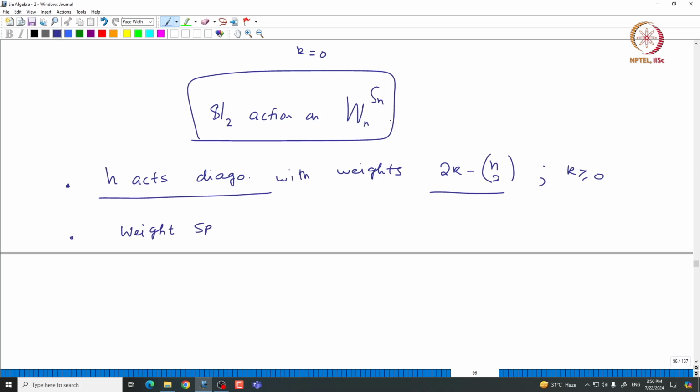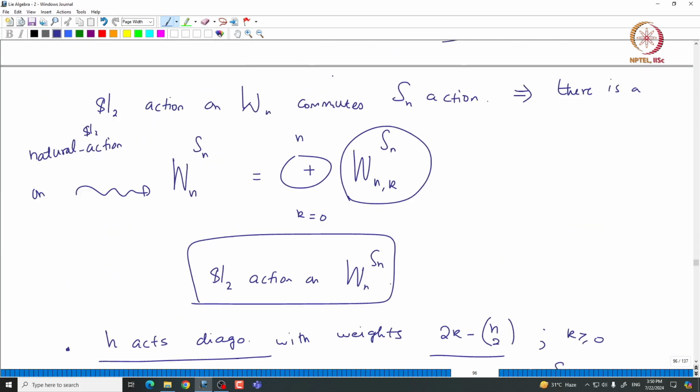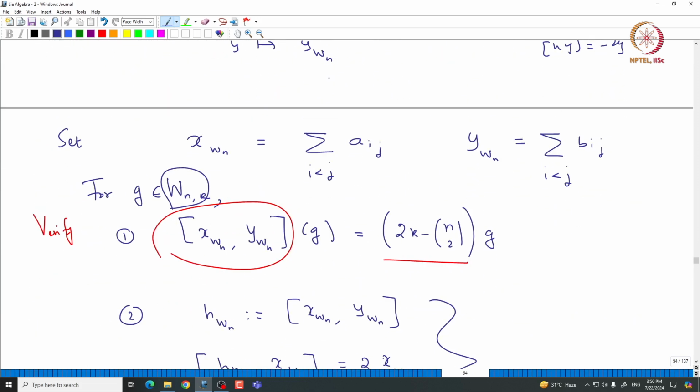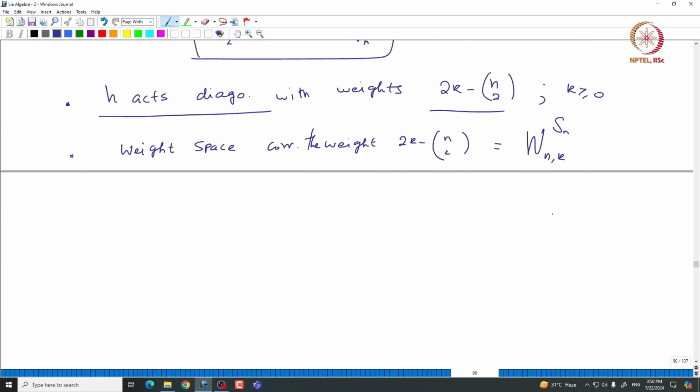Now, the weight space corresponding to the weight 2k - n choose 2 is going to be exactly (W_n^k)^{S_n}. So, these are all the weight spaces for us, because the same formula that we calculated tells us this. These are all the V_k that we are interested in, and we know that the dimension of this (W_n^k)^{S_n} is nothing but just G(n,k).